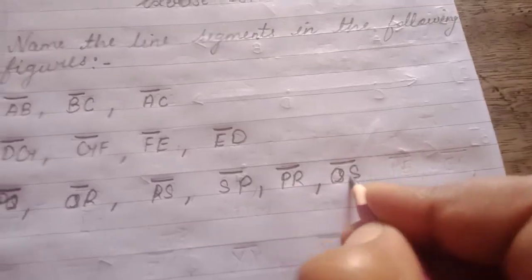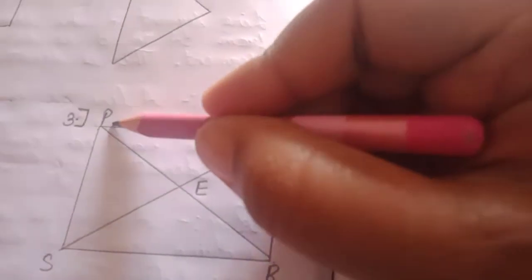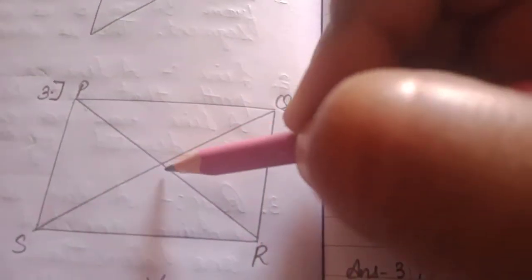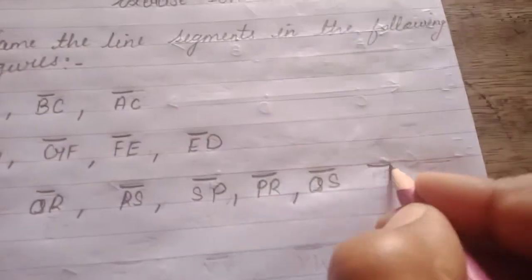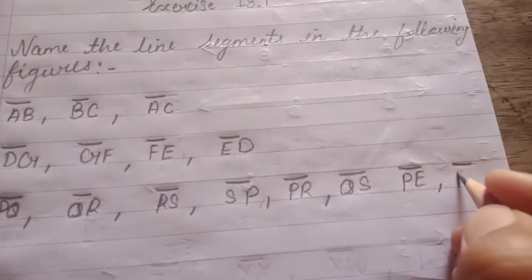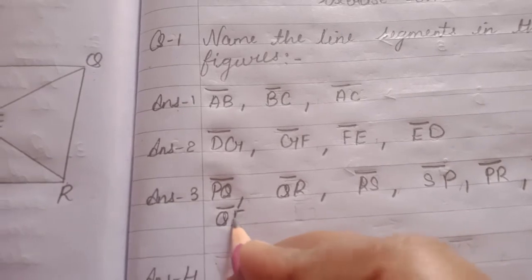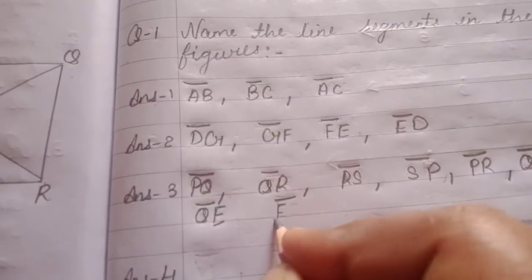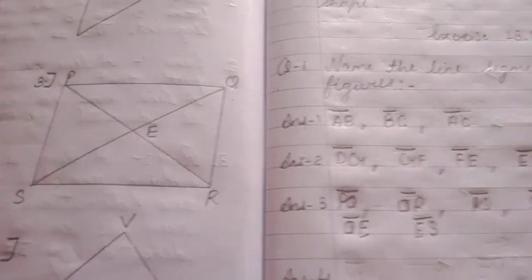In between also we can see P and E. This is also the straight path, right? So here also the end points P and E. PE. Then here ER. Then this side QE and ES. So this many line segments are there in figure number 3.